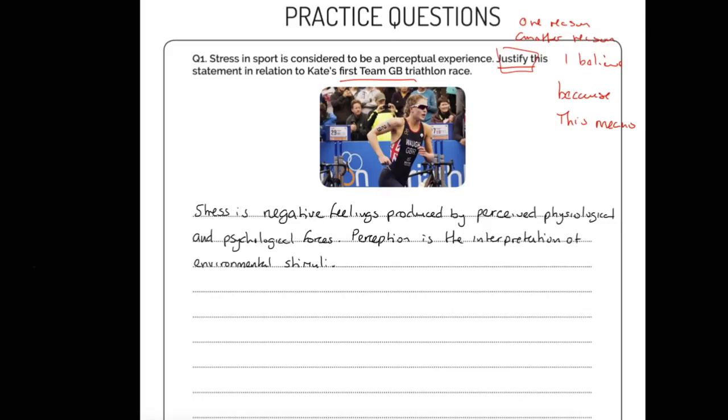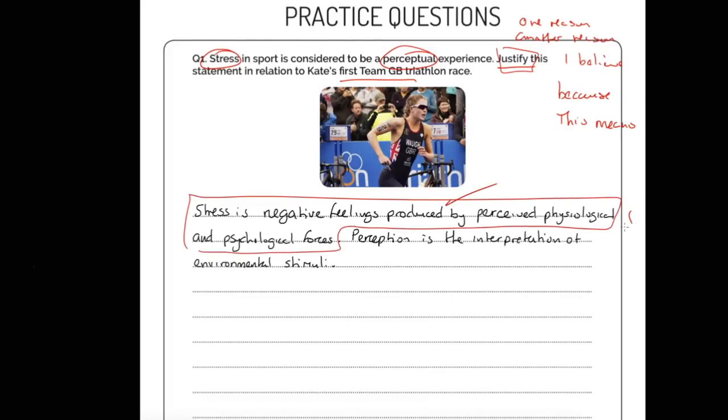Okay, here's my answer. Stress is... So this is interesting, actually. I've got the term stress in here, and I've got the term perception or perceptual experience in here. I'm going to define those. Stress is negative feelings produced by perceived physiological and psychological forces. Look, there's my mark for defining that term. Perception is the interpretation of the environmental stimuli. I get my mark for actually stating here what those terms mean. Now, I'm probably going to get a sub-max in there. There's going to be 2 marks available for my definitions for saying what these concepts are.